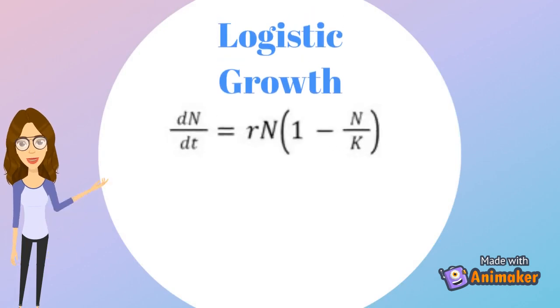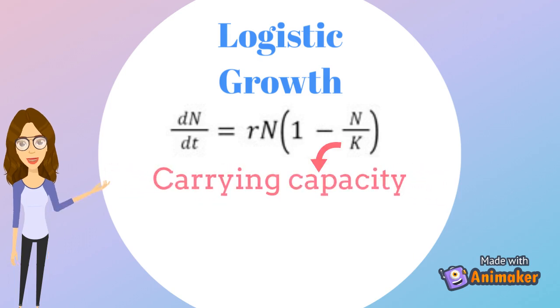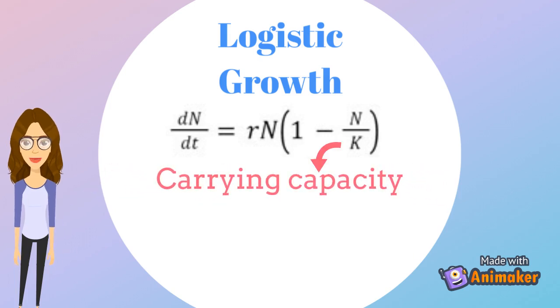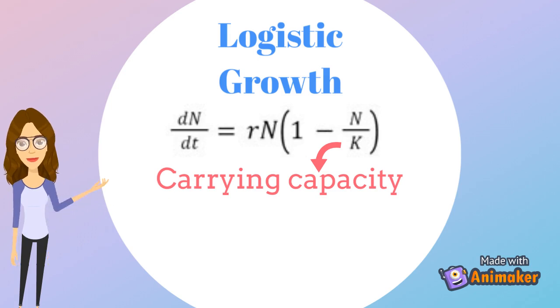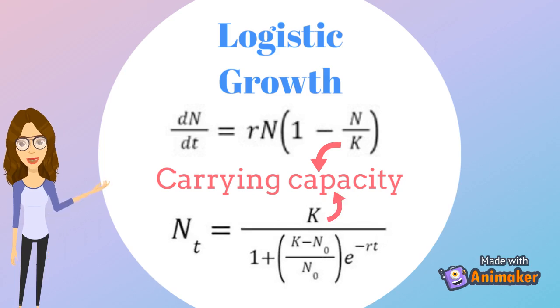The next model I will be discussing is logistic growth. Logistic growth can be written as dn over dt equals r times n times parentheses 1 minus n over k, where k is the carrying capacity of the environment, n is the number of individuals in the population, r is the intrinsic rate of increase of the population, and dn over dt is the rate of change of the population. This can also be written as n sub t equals k over 1 plus parentheses k minus n naught over n naught times e to the negative rt.